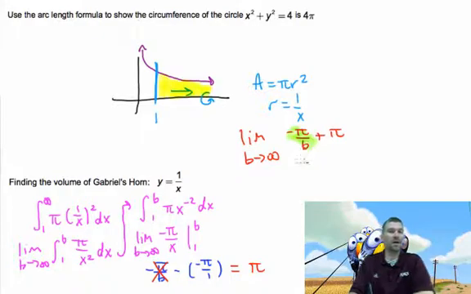So there you go, Gabriel's horn. We can find the volume going from 1 to infinity. Now here's the question. Can we find the volume between 1 and 0? Maybe that's something that we can do in class.